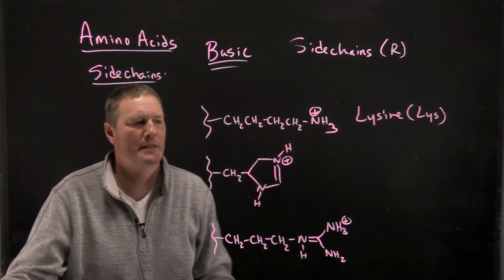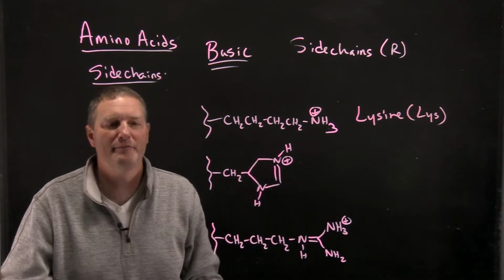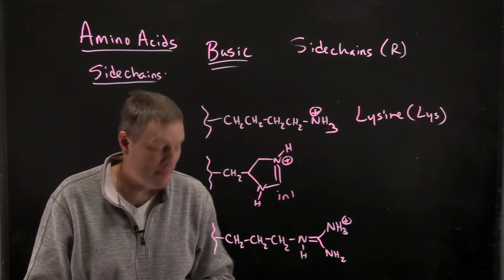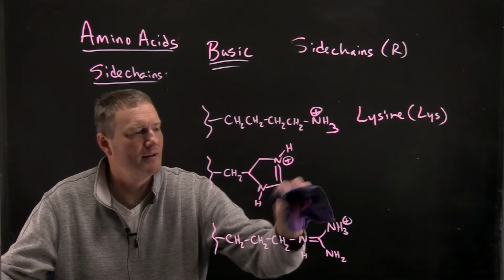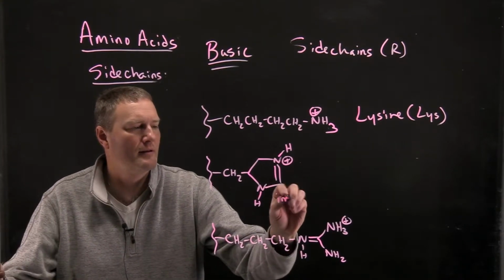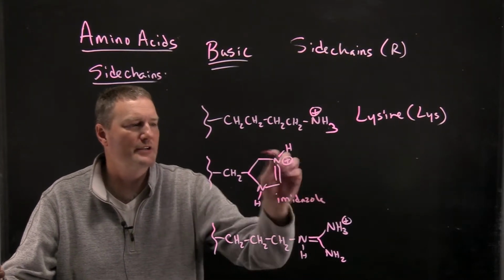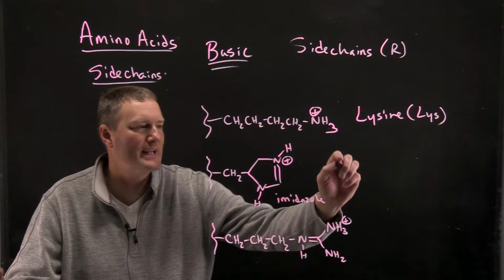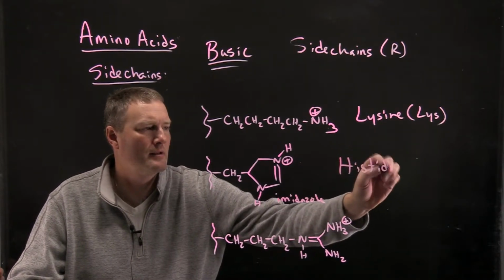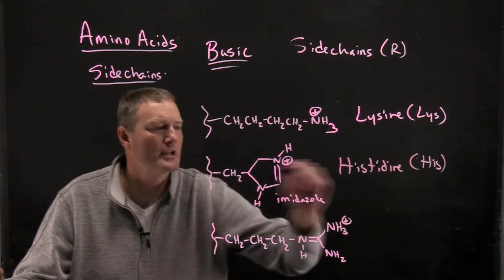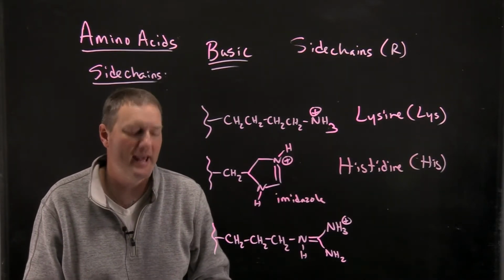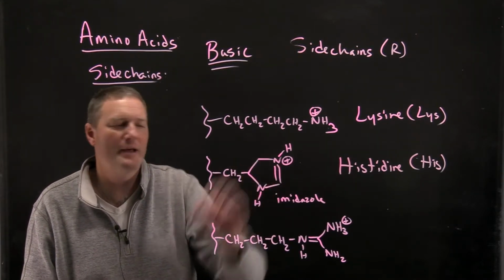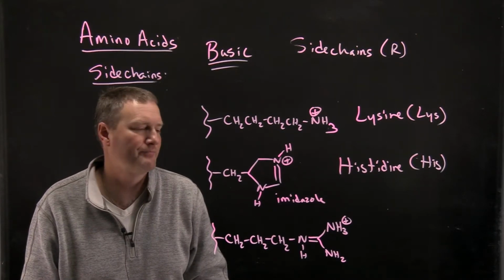Or LYS. This next one has an interesting 5-membered ring structure. This ring is called an imidazole ring. So notice there's actually 2 nitrogens in there, but one of them acts as a decent base and will become protonated. This is called histidine, or HIS. I'll just mention that the pKa of these is around neutral pH, around 7, and so you'll often find histidines in the active sites of enzymes.